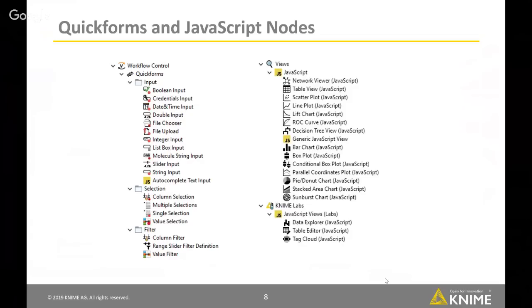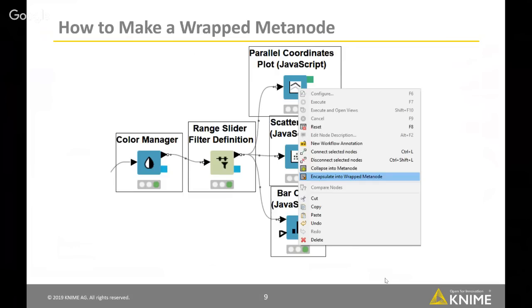The way it works is that by having those nodes, you select them, you right-click them, and then you have this tooltip, and you can say encapsulate into wrapped metanode. And then you have this metanode that will create a view.